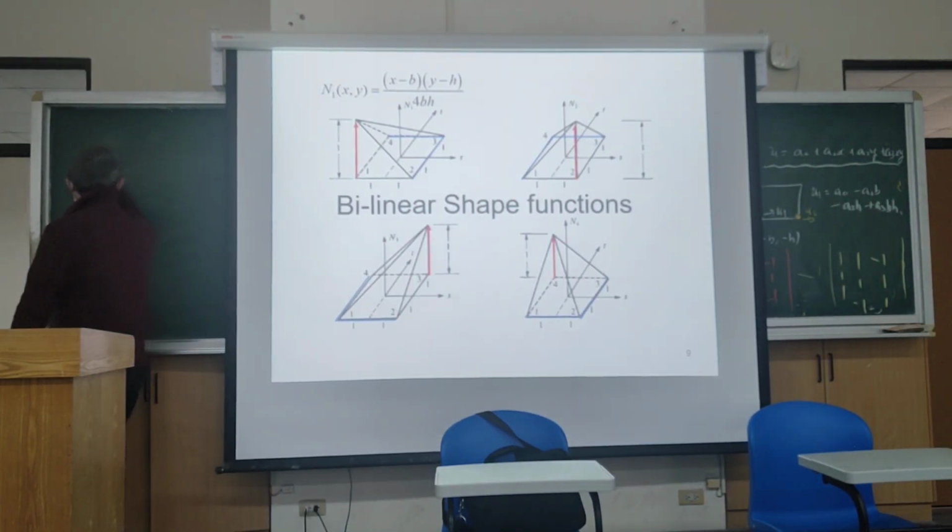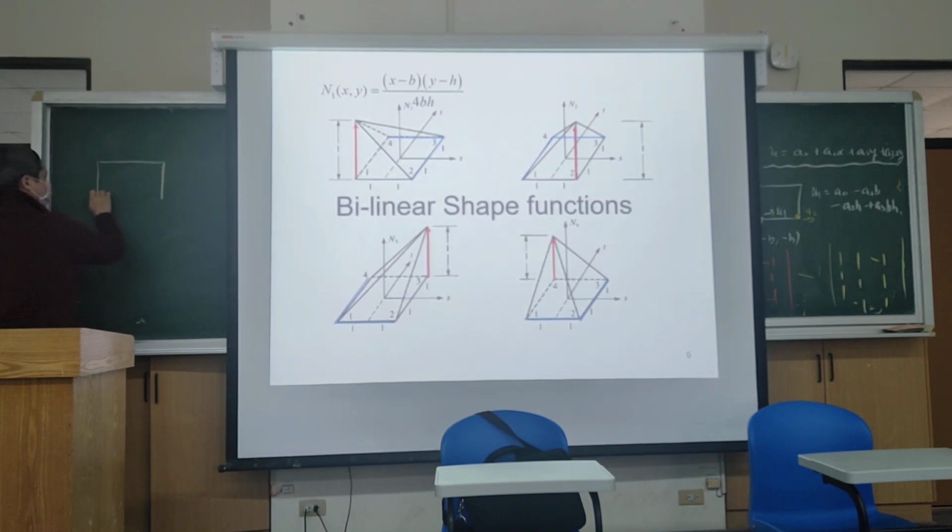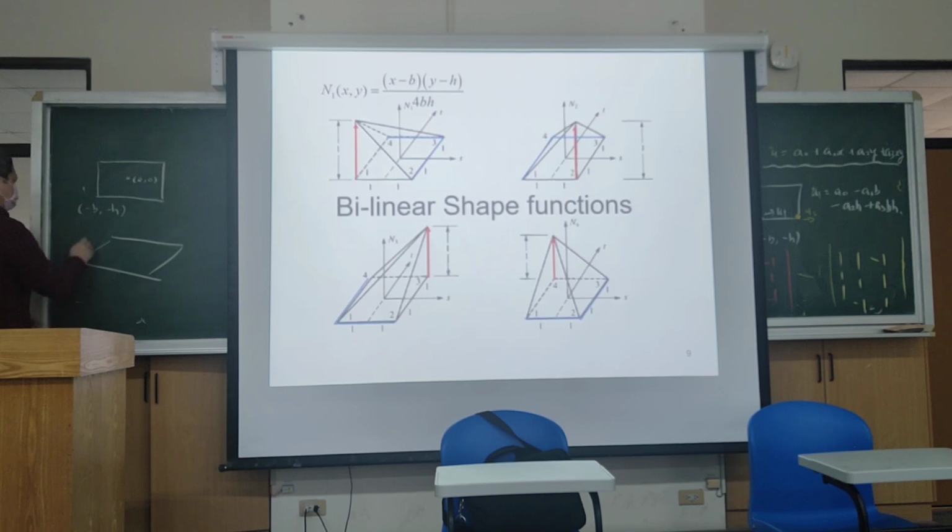So for this coordinate triangle, what's the coordinate? Center is 0, 0. Node 1 is minus b, minus h. So now we draw this in 3D. This shape function at minus b, minus h is equal to 1. And the other points are 0. Okay?